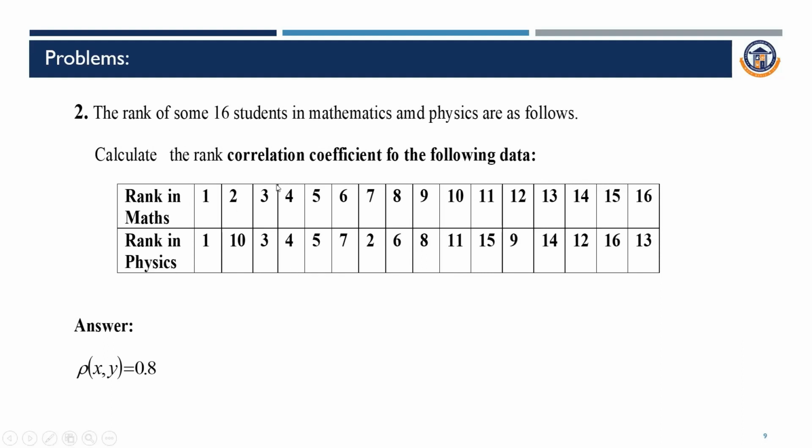This is the second problem. Topic is same, rank correlation coefficient. Answer is 0.8. Do it yourself.